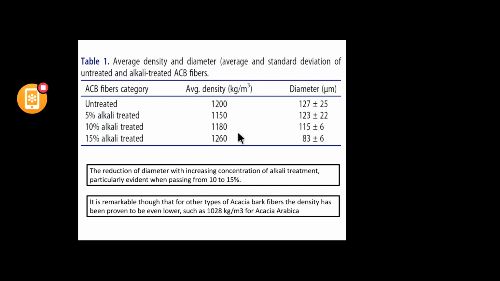It is remarkable, though, that for other types of acacia bark fibers, the density has been proven to be even lower, such as in fibers like Acacia arabica, where the density is 1028.